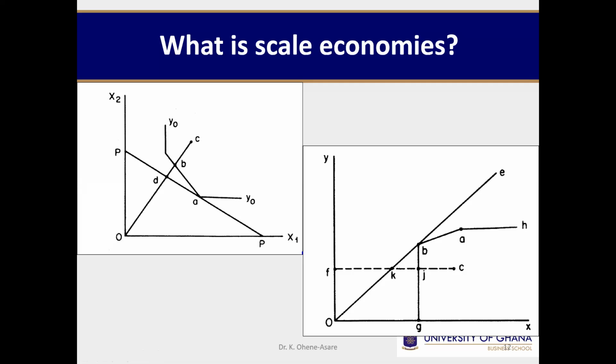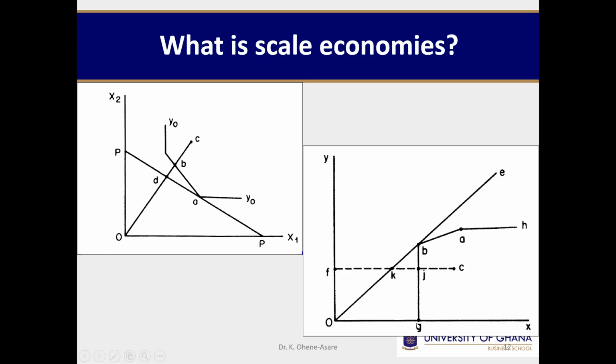Now, carefully look at it. You can see that there is one straight line that I've drawn from the origin to letter E. It's like a 45-degree line between the input and the output. That line is called constant returns to scale. So this line is called the constant returns to scale technology. We shall deal with it deeply.